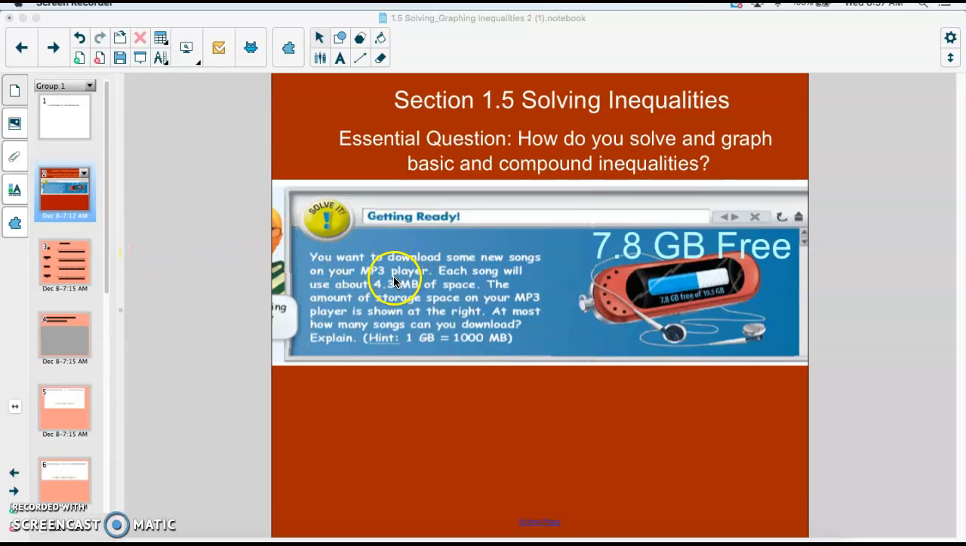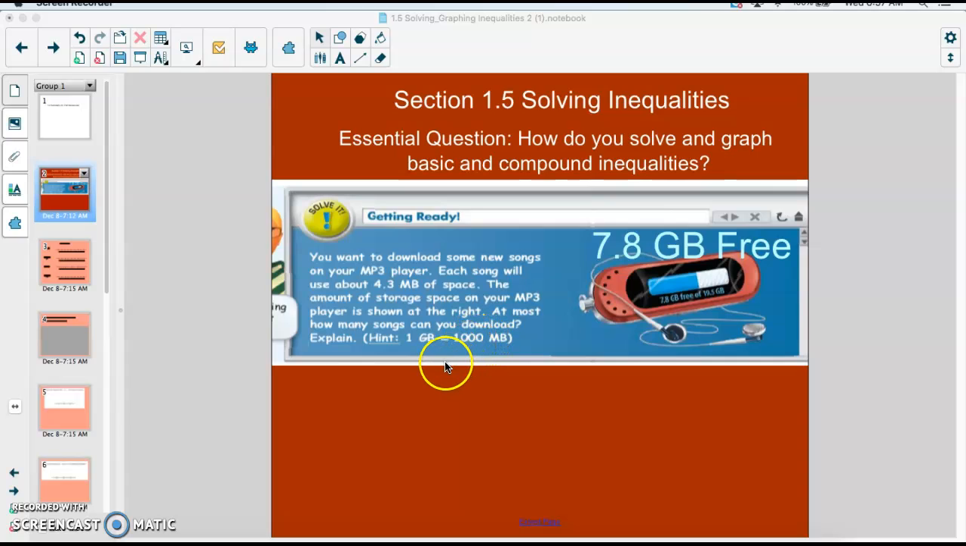You want to download some new songs on your MP3 player, which is kind of obsolete nowadays, right? Because not too many people have an MP3 player anymore, but each song will use about 4.3 megabytes of space. The amount of storage space on your MP3 player is 7.8 gigabytes, and we need to figure out at most how many songs can you download. For example, 1 gigabyte equals 1,000 megabytes.